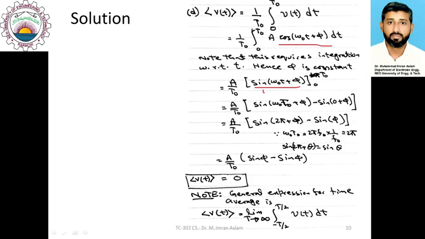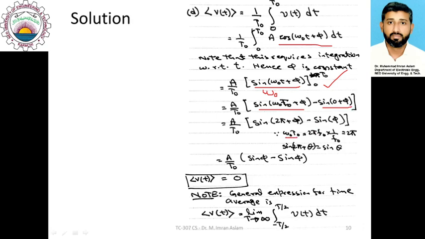I have forgotten to mention omega naught in the denominator. I'm sorry for that. I will correct it in the final version. So a upon omega naught, sin omega naught t plus phi from 0 to t naught, this is the integral, and if we substitute the values here, it will give you sin omega naught t naught plus phi minus sin 0 plus phi.